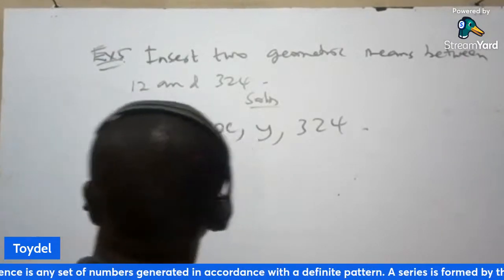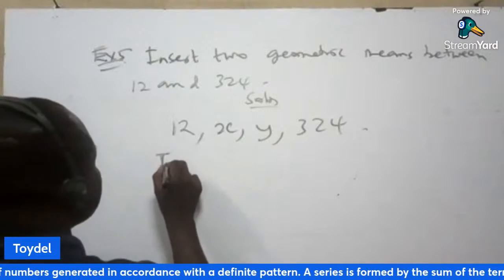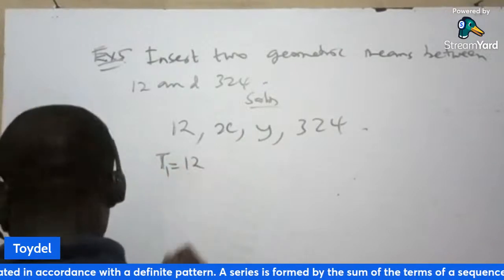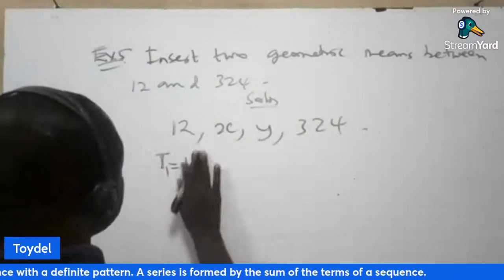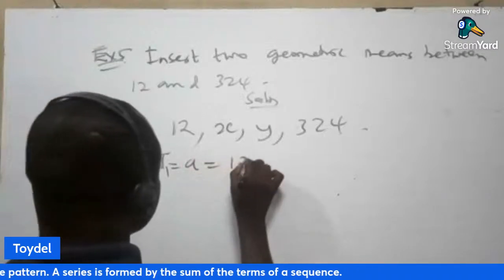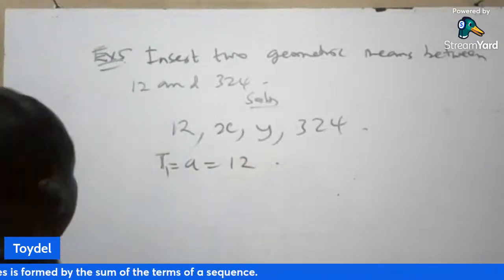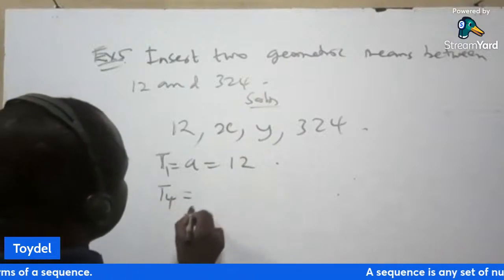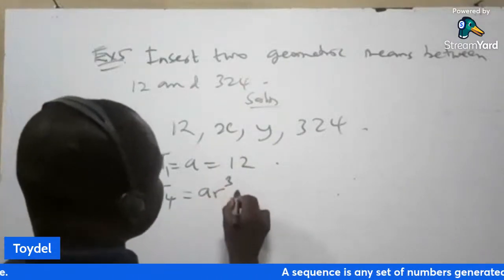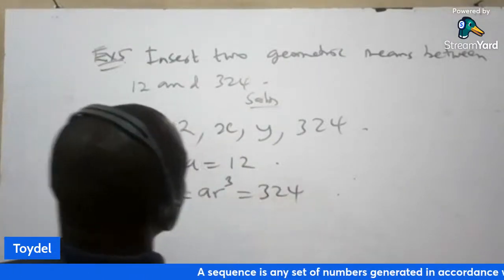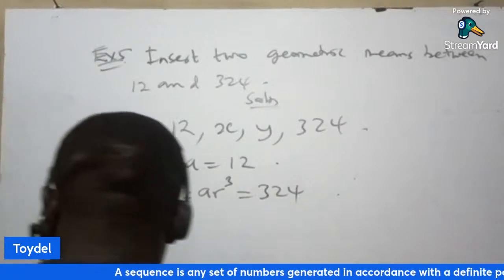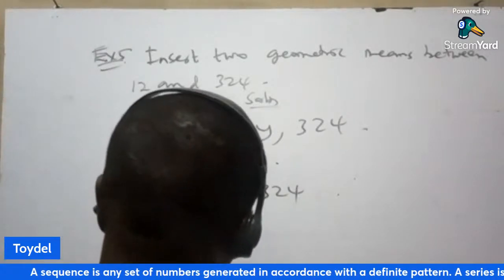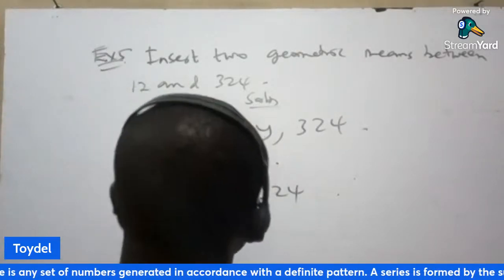So in this case now, what is the first term? T1 is equal to 12. That's the first term. T1 is equal to a and is equal to 12. Then what is the fourth term? T4 is equal to ar cubed and it's equal to 324. That is what we are going to get.